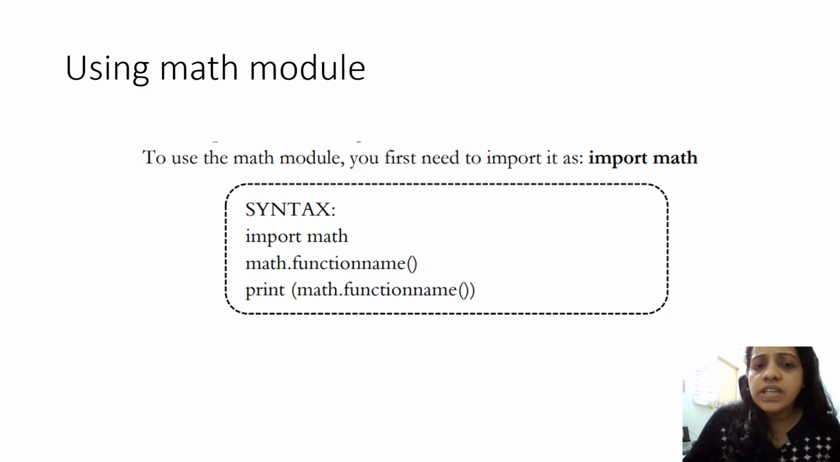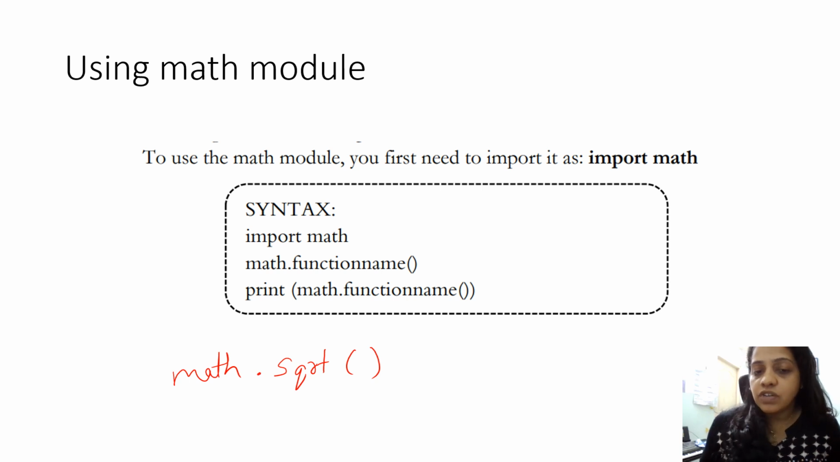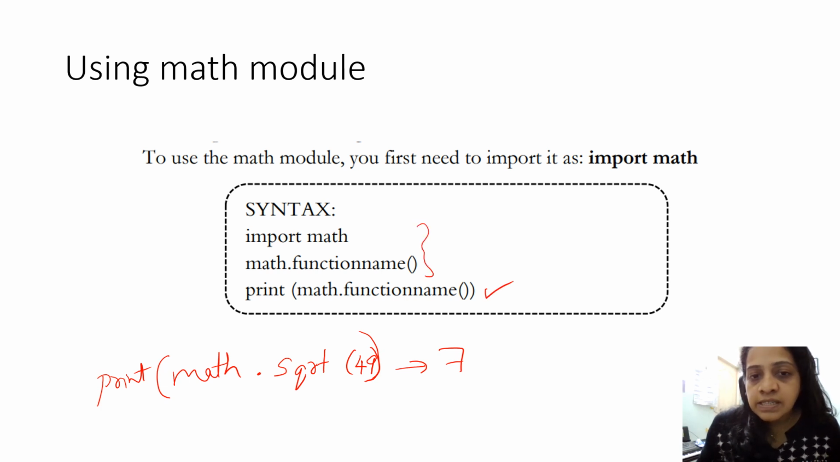So this is the extension, math dot function name. A very simple example is square root. We have a function called sqrt in the math module. So instead of calling the sqrt function, you have to call math.sqrt. Inside the parentheses you can give 49. Here the result will be 7, since we know that the square root of 49 is 7. To get this value printed, you can put a print before that. So the first line is to import the math module, and the second is to call the function. If you need to print the value, you can add print before math.function name.